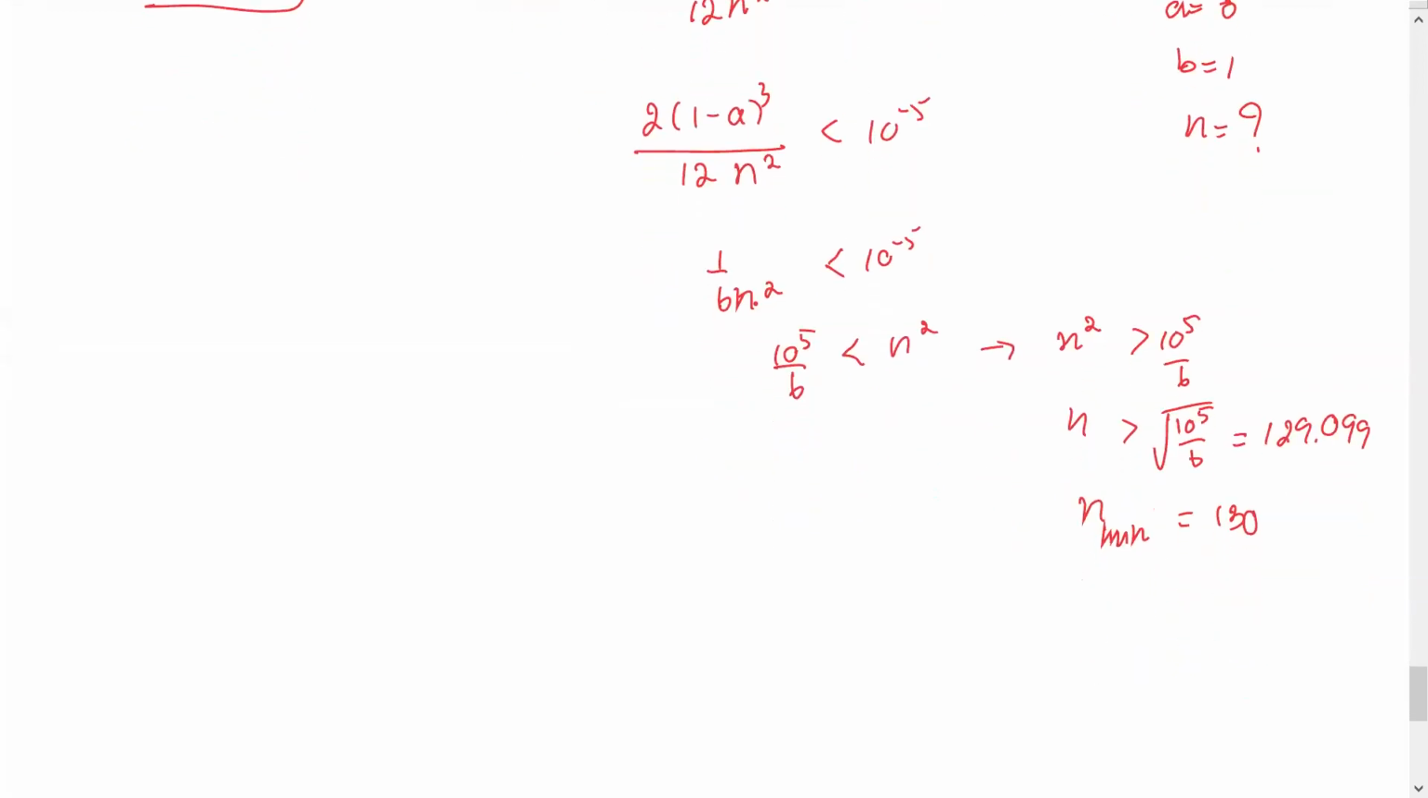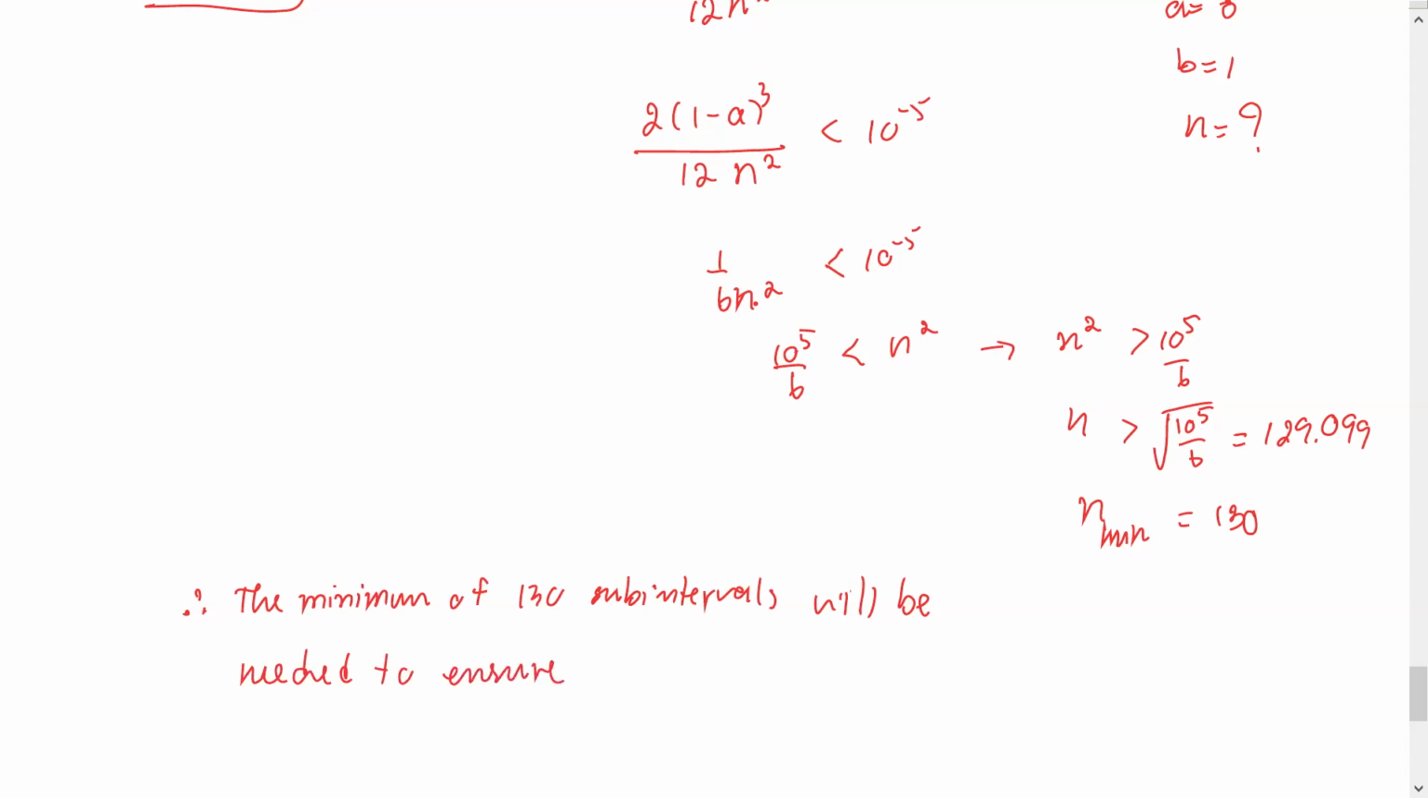To summarize in the same way: a minimum of 130 subintervals will be needed to ensure the absolute error is less than 10 to the negative fifth when using the trapezoid rule.